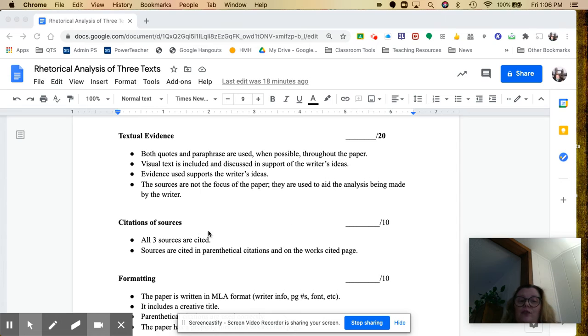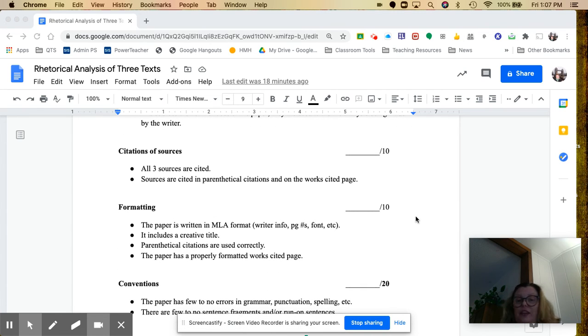Okay. The citation of sources, that's worth 10 points. All three sources are cited. Sources are cited in parenthetical citations and on the works cited page. If you've forgotten, parenthetical citations means in-text citations, okay? The formatting, worth 10 points. The paper is written in MLA format, with header info, page numbers, font, etc. There is an assignment in Classroom on this. It includes a creative title. Yes, you need to be creative. You can't just call this rhetorical analysis of three texts. Blah, that's boring, okay? Give me a title that tells me something about what you're arguing, okay? The parenthetical citations are used correctly, are in the correct format, in the correct place, the period goes after them, all of those things. And the paper has a properly formatted works cited page, including hanging indents.